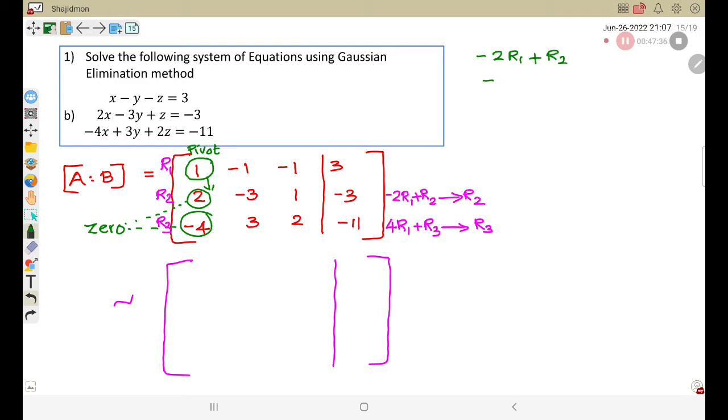In the calculator you need to enter minus 2x plus y. Okay, what is the x? X means the first row, row number 1: 1, minus 1, minus 1 and 3. Y means the second row. What is the second row? It is 2, minus 3, 1 and minus 3.